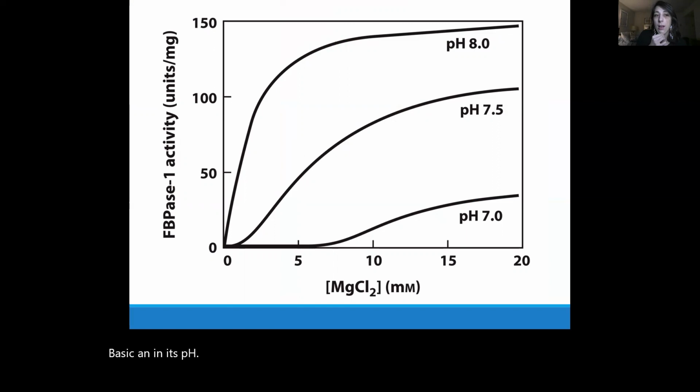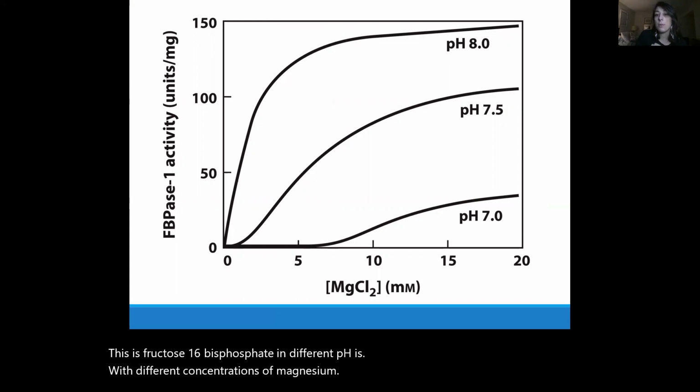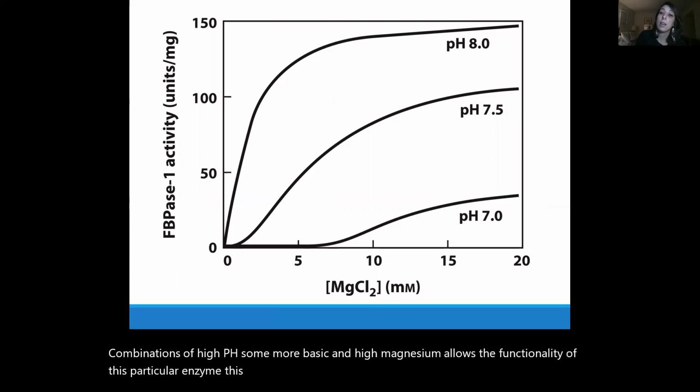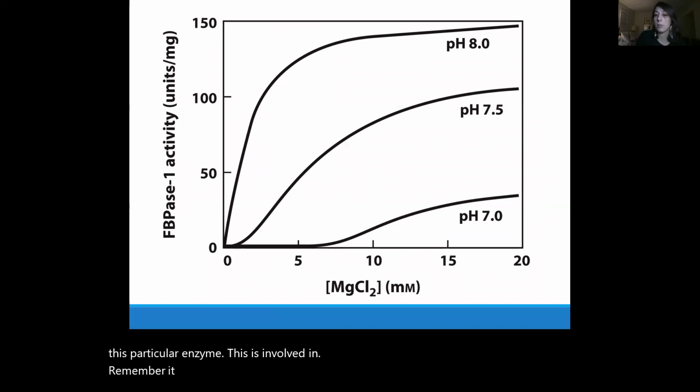Here's just an example of the activity of a particular enzyme. This is fructose 1,6-bisphosphatase in different pHs and with different concentrations of magnesium. You can see that combinations of high pH, so more basic, and high magnesium allow the functionality of this particular enzyme. This is involved in glycolysis. Remember it from glycolysis and gluconeogenesis.